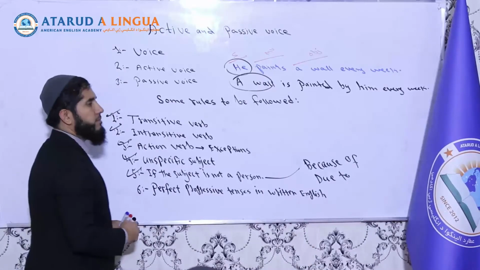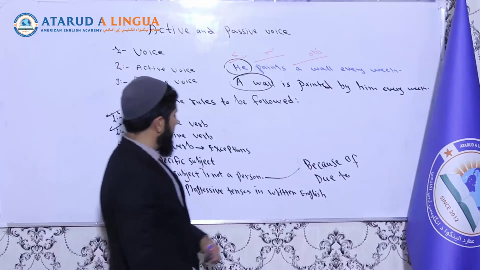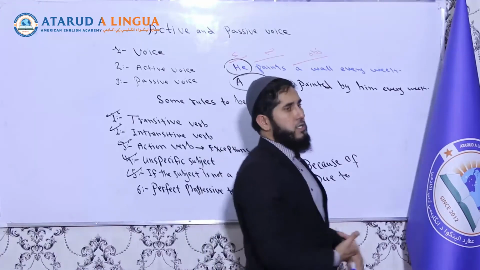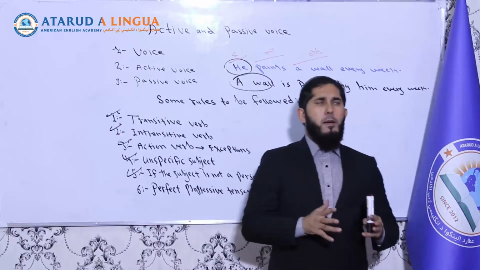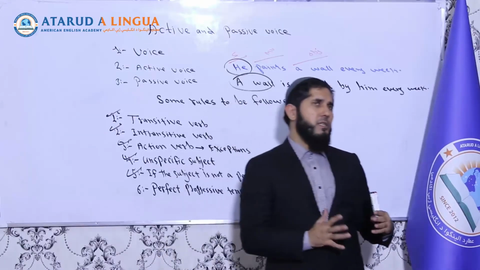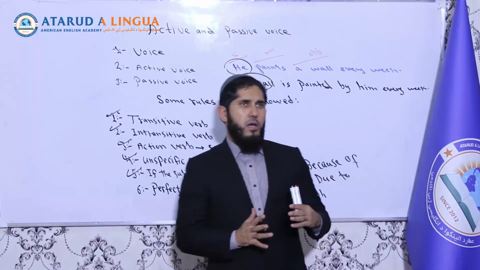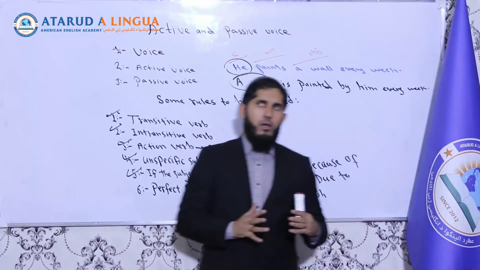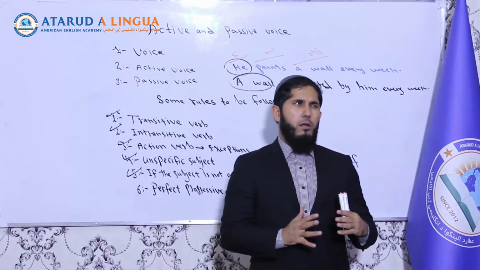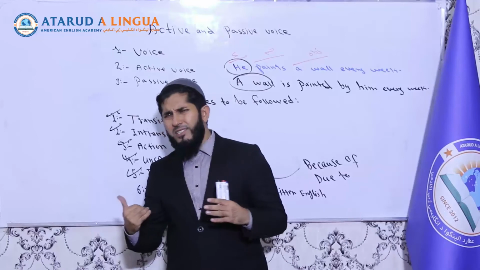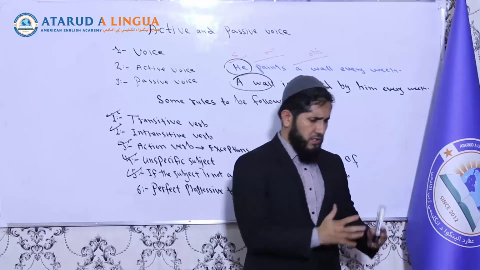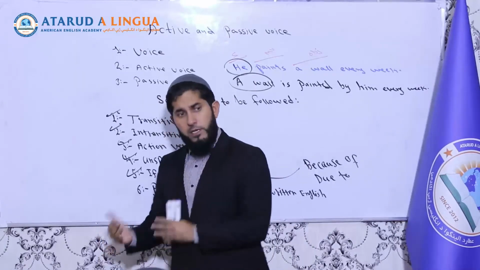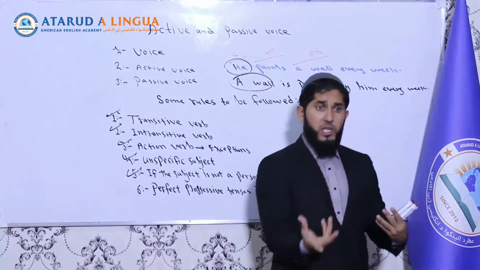And finally, perfect progressive tenses in written English. You can change active sentences into passive sentences in all 12 tenses in spoken English. Okay, you can change active sentences into passive sentences in all 12 tenses in spoken English.